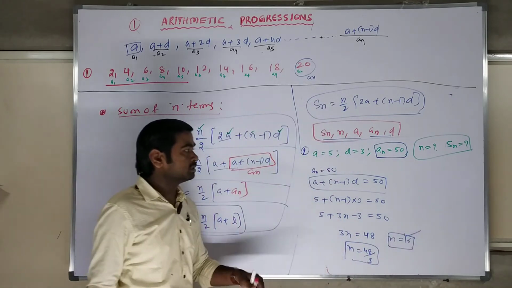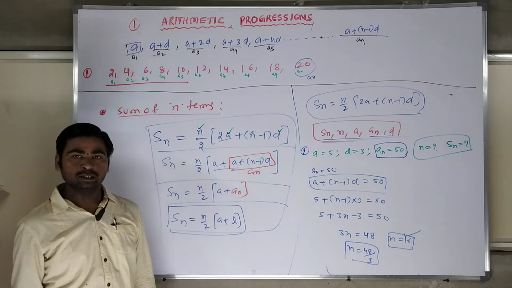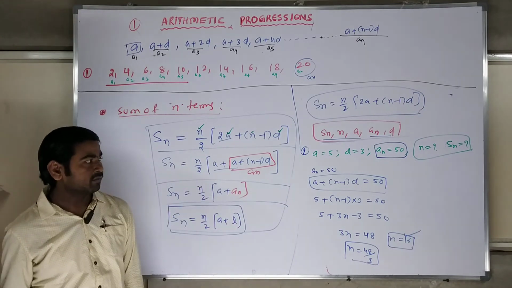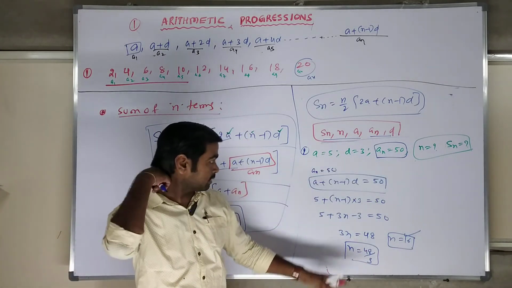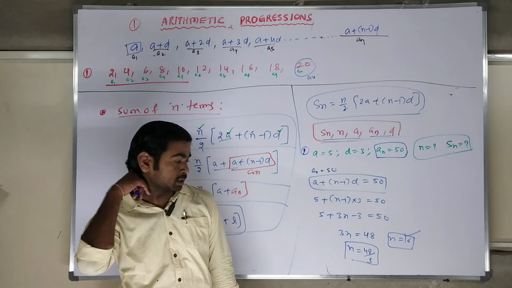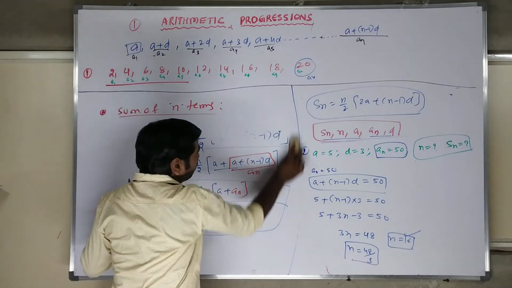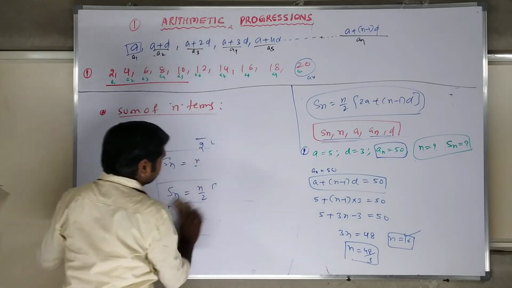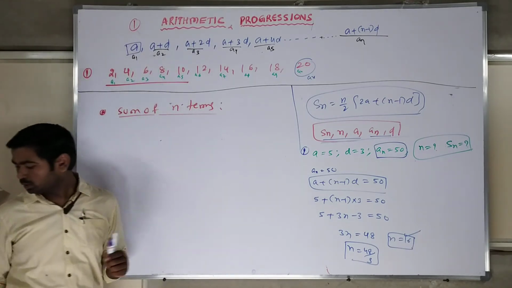So how many terms are there in the series? 16 terms are there in the given series. Starting the series with 5 and with a difference of 3, you are going to get 16 terms. If we want to frame a series, we can frame the series by using that logic. If you are interested, I can make the series also.